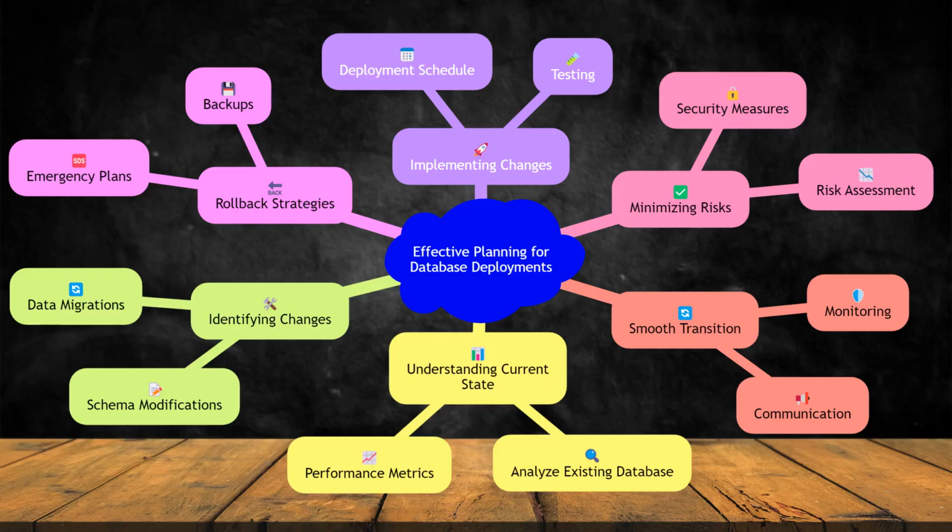Effective planning is the cornerstone of successful database deployments. This involves understanding the current state of the database, identifying the changes that need to be made, and determining the best way to implement those changes. Planning also includes defining rollback strategies in case something goes wrong during the deployment. By thoroughly planning database deployments, teams can minimize risks and ensure a smooth transition to the new state.